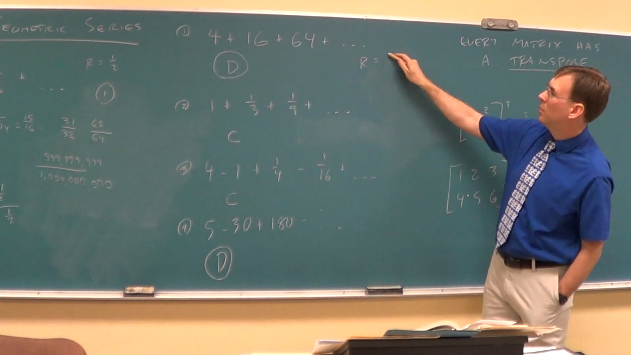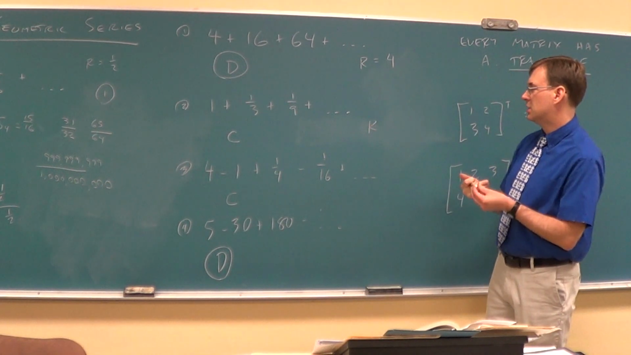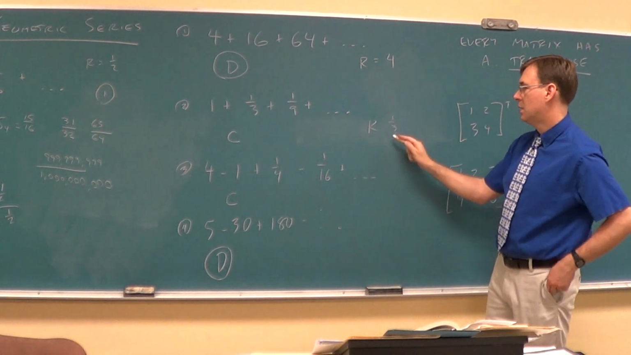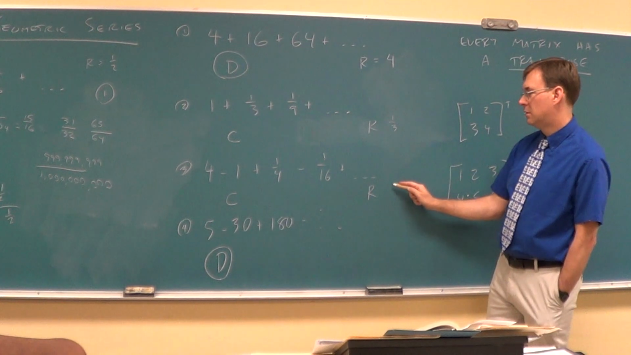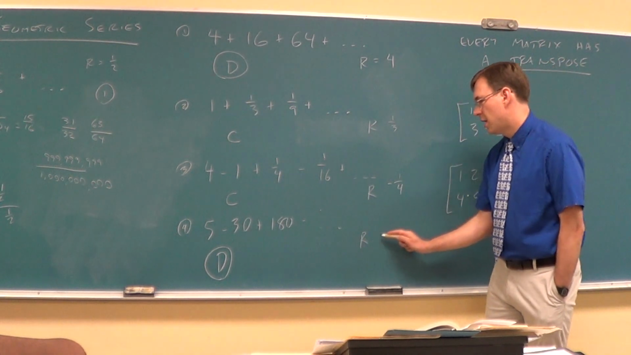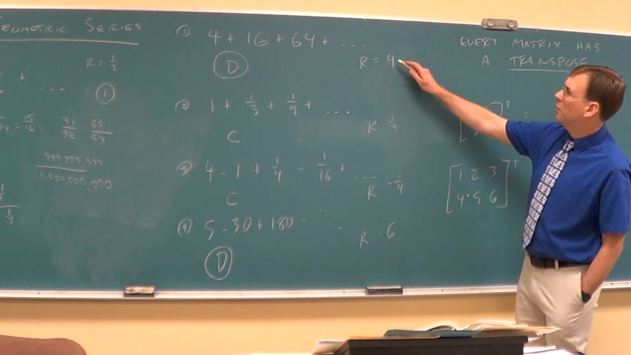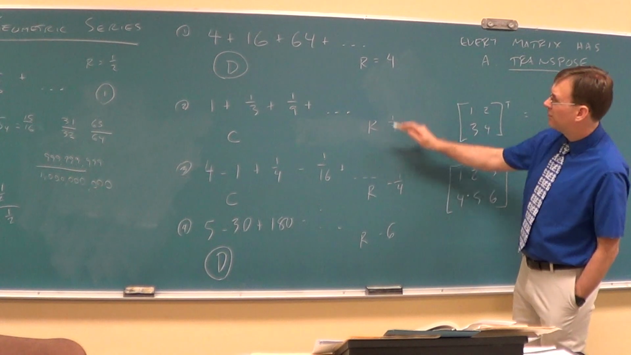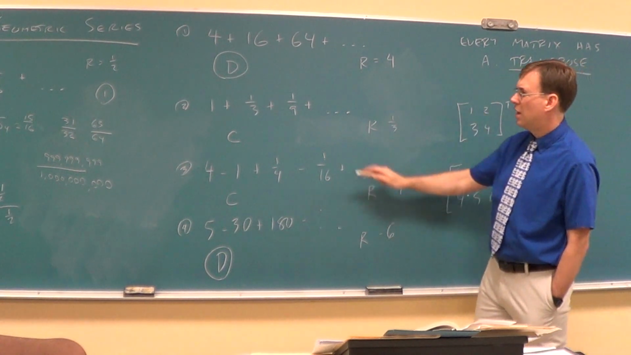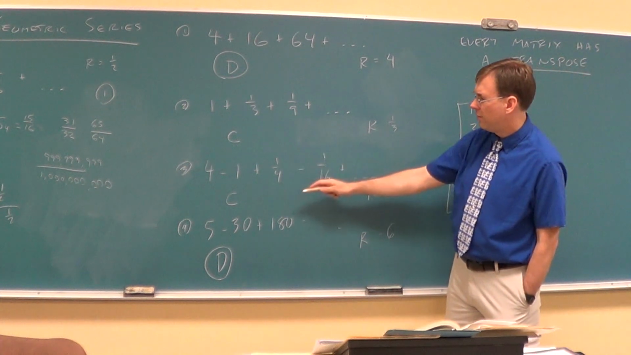This ratio is 1/4. This ratio is a third. This ratio is negative a fourth. This ratio is negative 6. So the ratios of this type cause the diverge. Ratios of that type cause the converge.